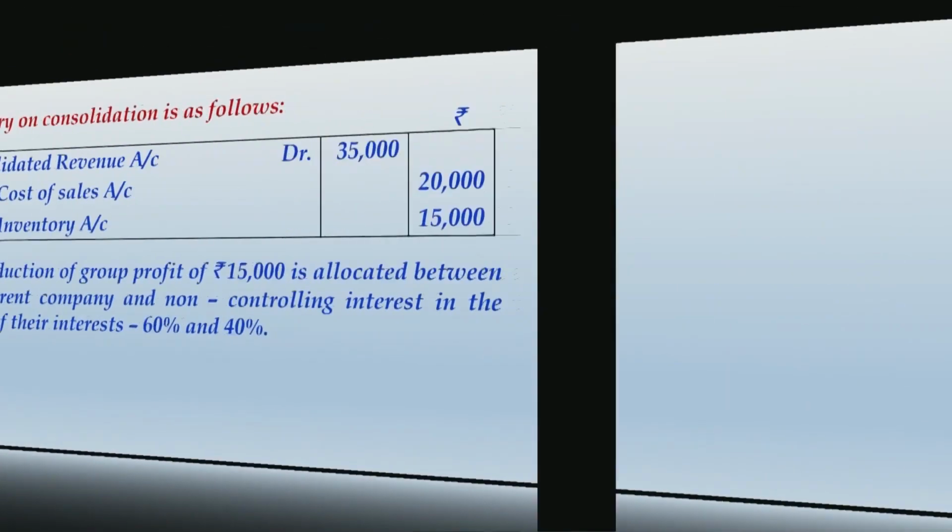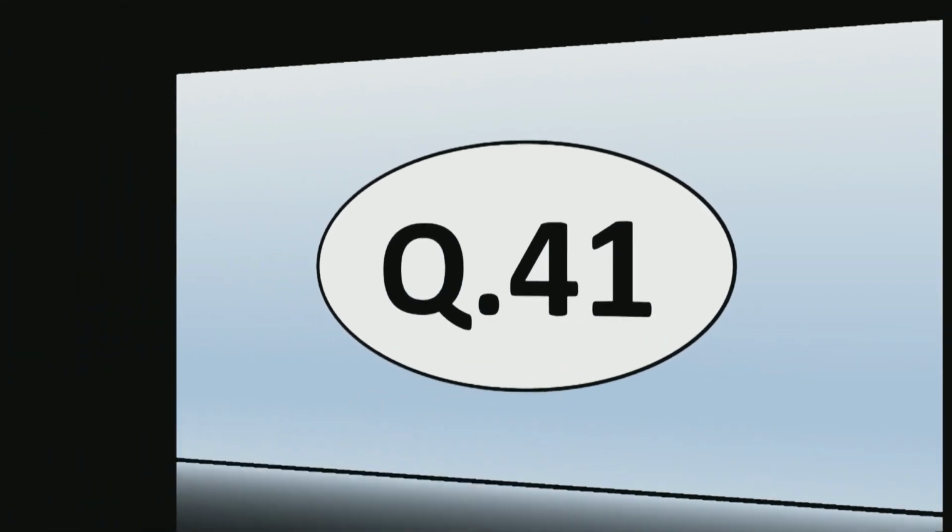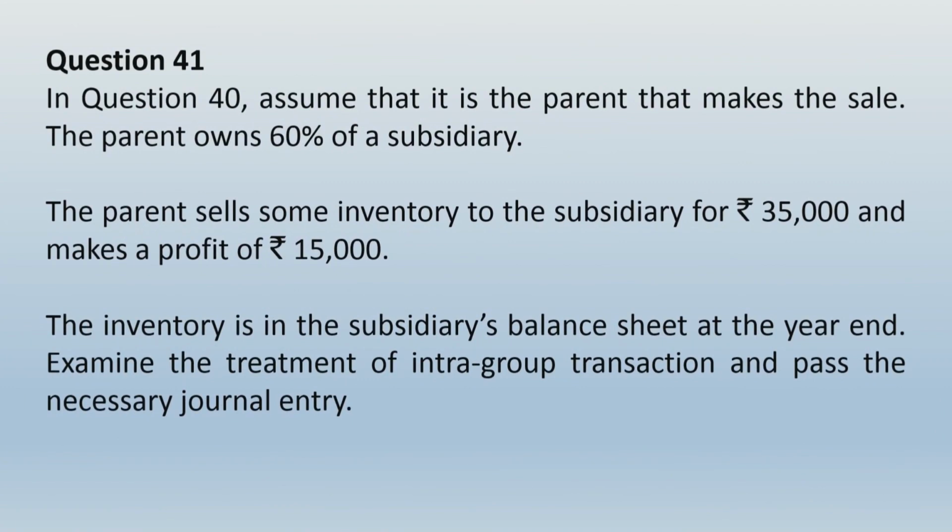Let us move ahead and take up question number 41. Let us read this question. In question 40, assume that it is the parent that makes the sale. The parent owns 60% of a subsidiary. The parent sells some inventory to subsidiary for rupees 35,000 and makes a profit of rupees 15,000. The inventory is in the subsidiary's balance sheet at the year end. Examine the treatment of intra-group transaction and pass the necessary journal entry.